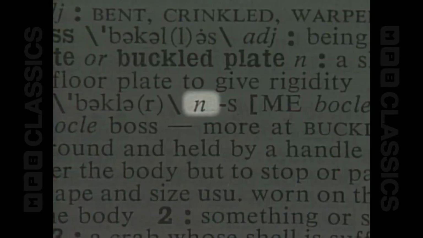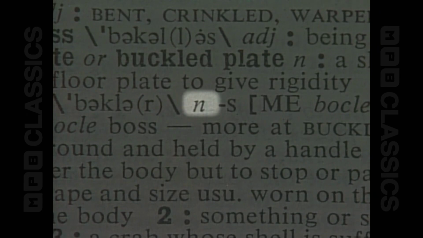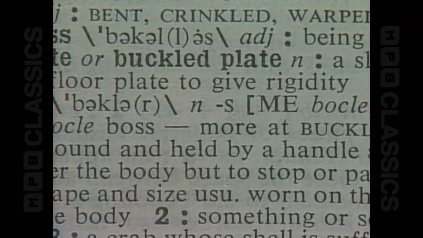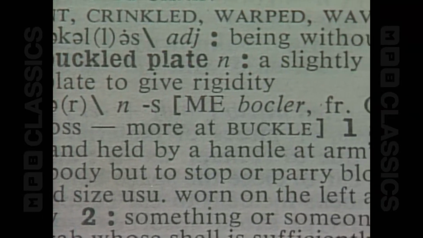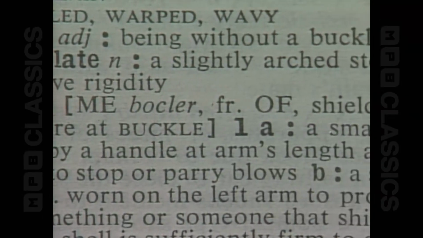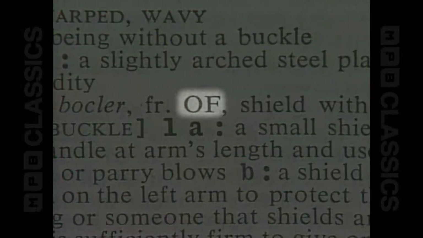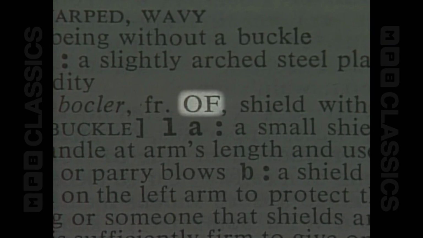The small letter N in italics stands for noun, the part of speech. The word buckler, defined here, is a noun. If it were a verb, the little letter would be V. If it were an adverb, ADV, or ADJ for adjective. All this information inside the brackets refers to the word's origin, which language it came from. Many English words came from other languages. OF stands for Old French. Buckler came from an early French word.